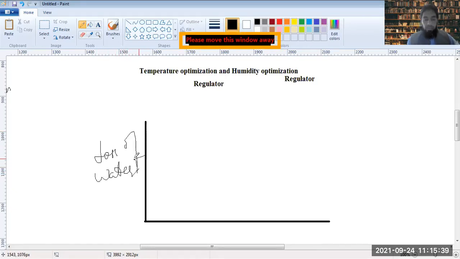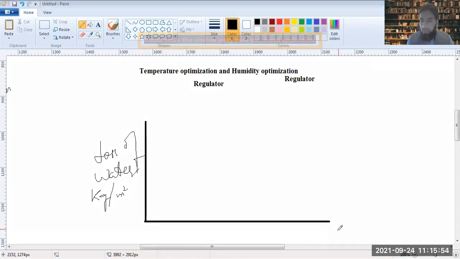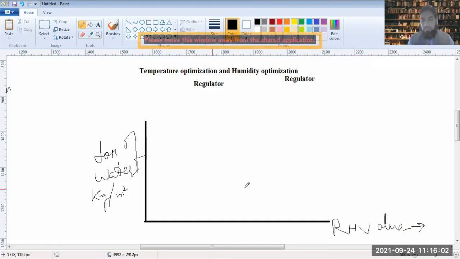Now, if I want to determine the relationship between the loss of water that is happening, this is kg per meter square of the surface, with respect to the RH value, that is the relative humidity. RH is measured in percentage. So you would get a graph like this.